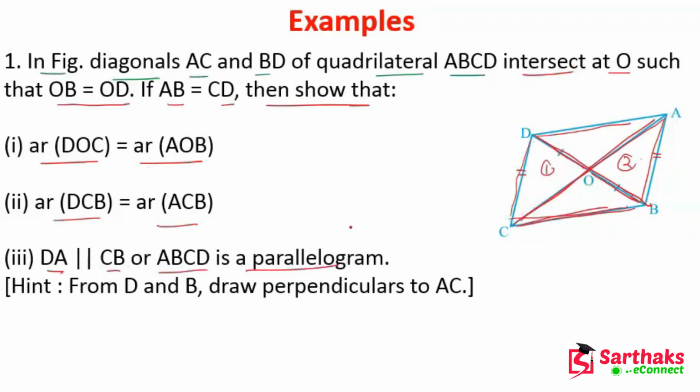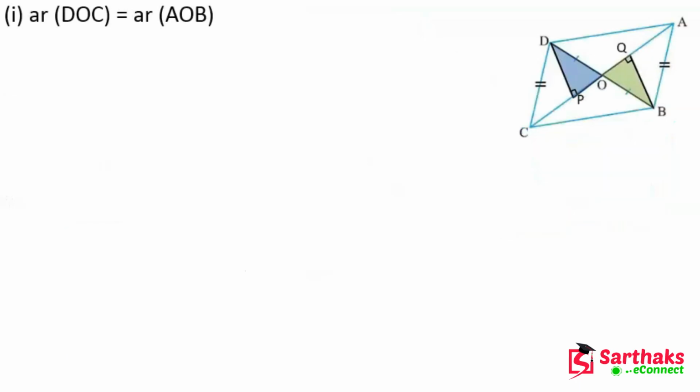Now the hint of this question is this: from points D and B, draw a perpendicular to AC, like this. So this is the hint to solve this problem. So now let's solve it. First of all, we are solving part 1, where we have to prove area of triangle DOC is equal to area of triangle AOB.